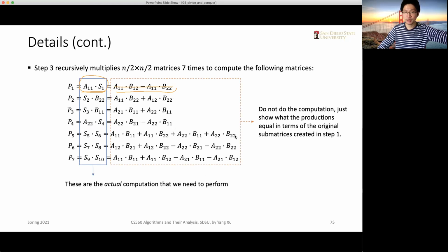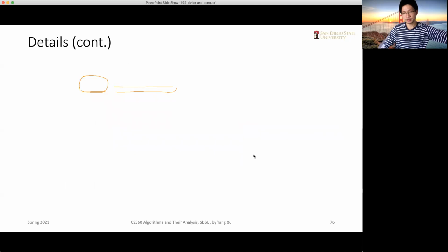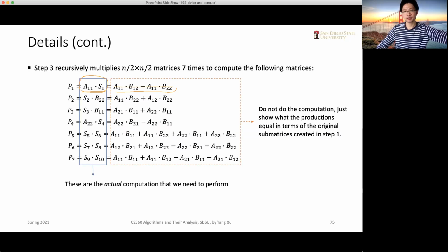On the left, within the yellow dashed line box, is just the meaning of what the results equal to. It's just to show how the products equal in terms of the original submatrices created in step 1. So within this yellow region, there's nothing as S1 or P1. It's just the original.